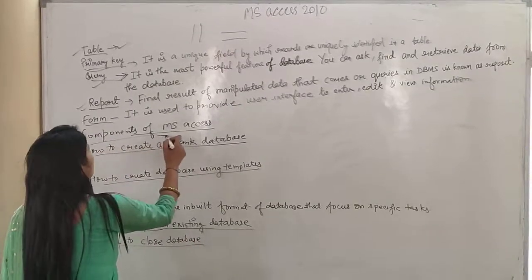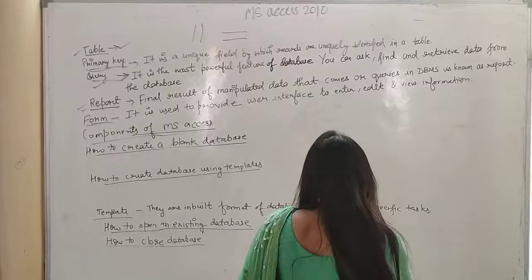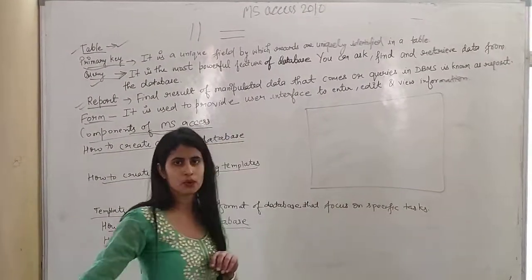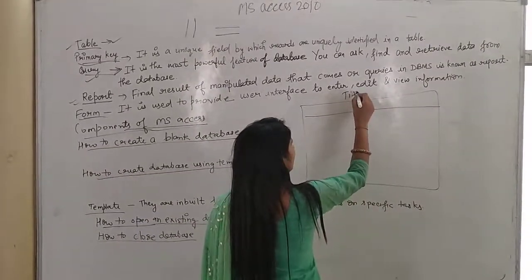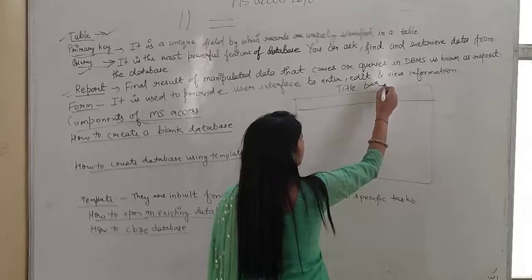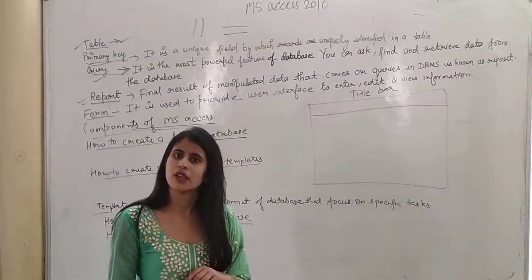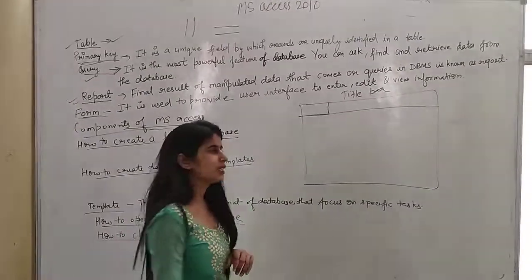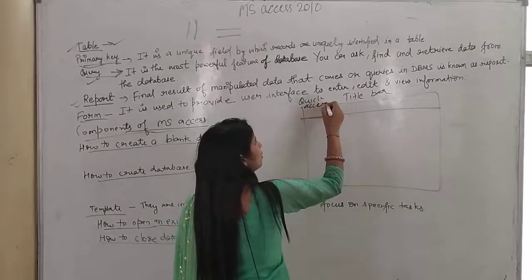Now, what are the components of MS Access? I am going to show you. This is the MS Access window. Up top you will find the title bar. The topmost bar is known as the title bar, and it is blue in color. On the left side you will see a bar known as the quick access toolbar.